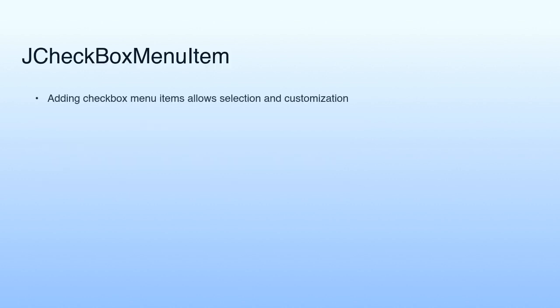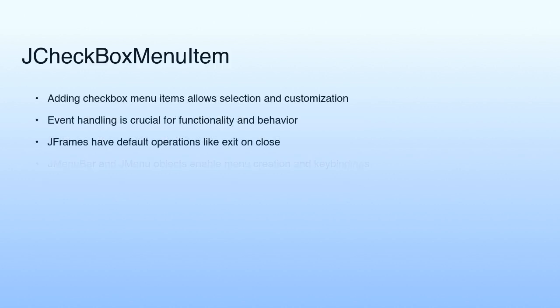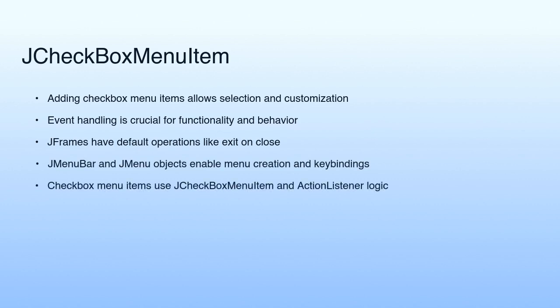Checkbox item allows checking options within menus, enabling selection and customization. Event handling is crucial for implementing the desired functionality and behavior. Menu bar and menu objects facilitate the creation of menus and key bindings, while checkbox item and action listener logic handle the checkbox menu items.